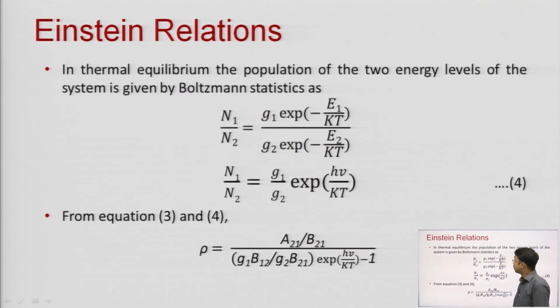Now, next, in thermal equilibrium, the population of two energy levels of the system is given by Boltzmann statistics. And what is that? N1 divided by N2, population of electrons in N1 state, population of electrons in N2 state. If the system is in equilibrium, N1 divided by N2 is equal to G1 exponential minus E1 by kT divided by G2 exponential minus E2 by kT. So, we can also rearrange this.